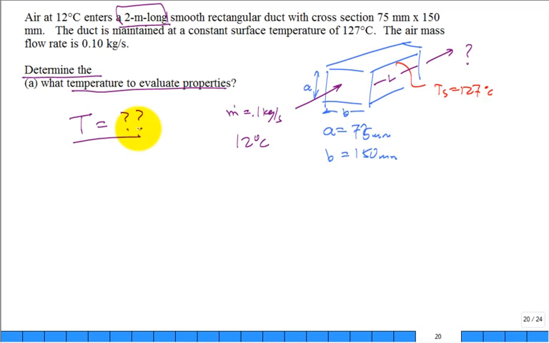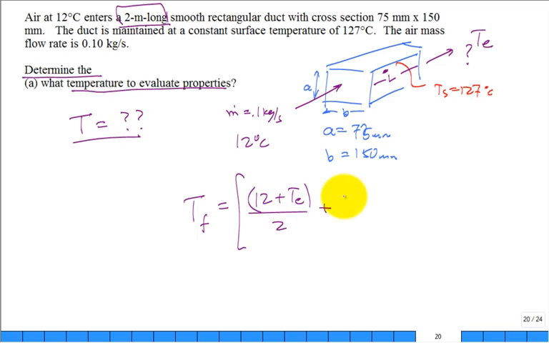But you're going to have to do this. It's like, I need to know this exit temperature because then I could calculate some appropriate film temperature. Let's say the film temperature would be the average of the mean temperature of the fluid, 12 plus some exit temperature, divide by 2. I'd add that to the surface temperature of 127 and divide by 2.